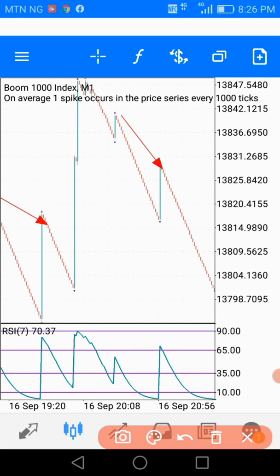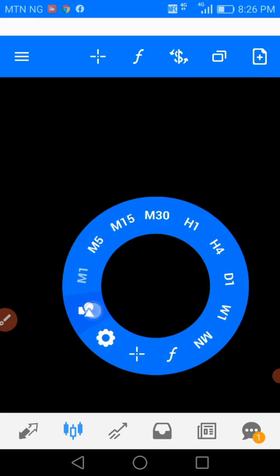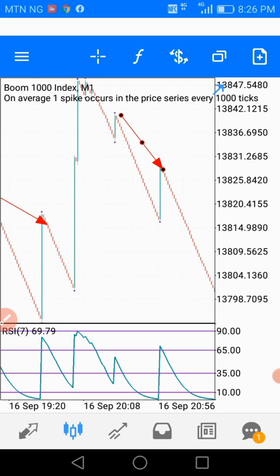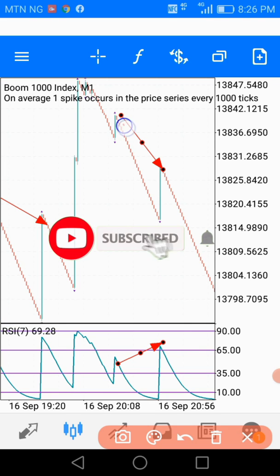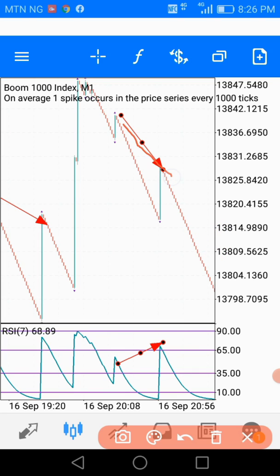So now, how do we identify or confirm it? Simple. You just put your arrow like this and then put a corresponding arrow. Have you seen it? Are they not opposite? This one made a lower high, but this one, I say, made what? Higher. Are they not opposite?